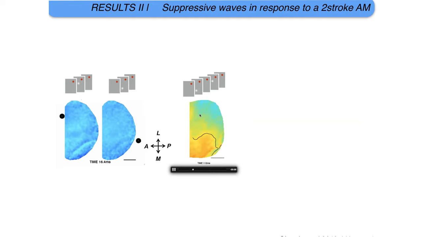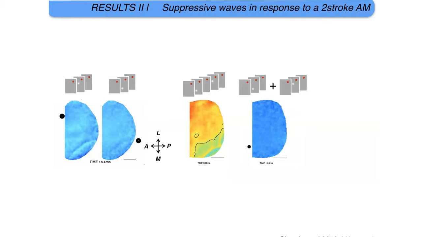Importantly, if we just look at the linear prediction based on the activity of these two stimuli, we don't see this motion on the surface. For a very simple reason: the activity from the first stimulus actually stays on the cortex for 300 milliseconds. So at one moment in time, you will have a representation of stimulus one and stimulus two, which are present together on the surface of the cortex.